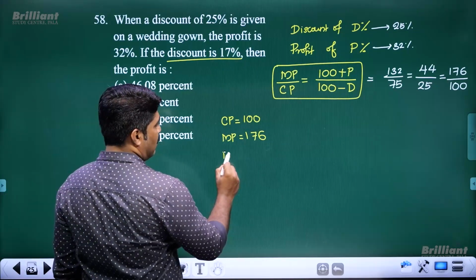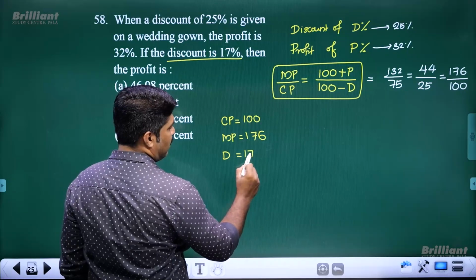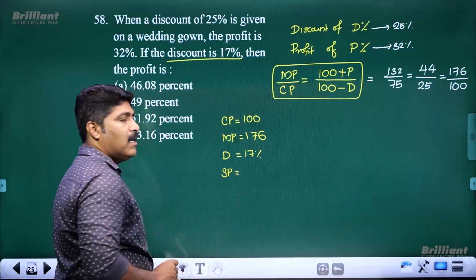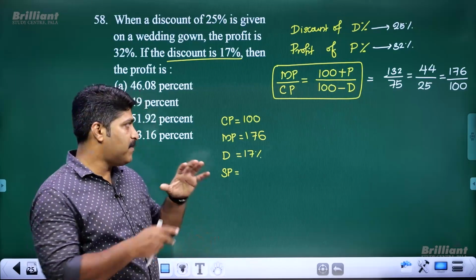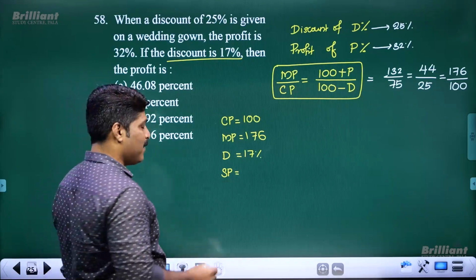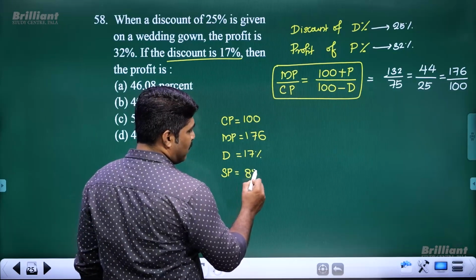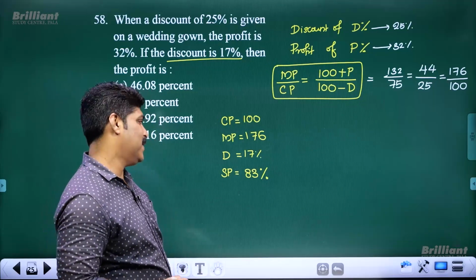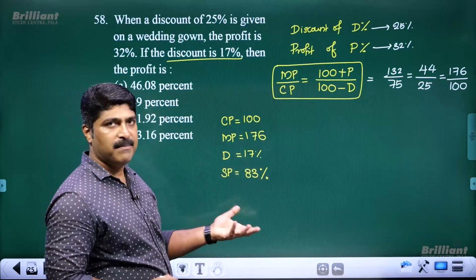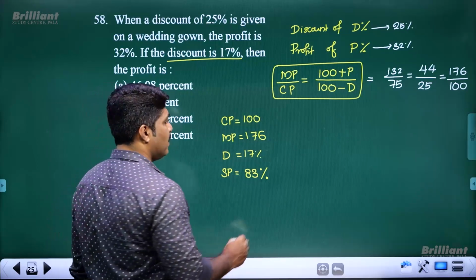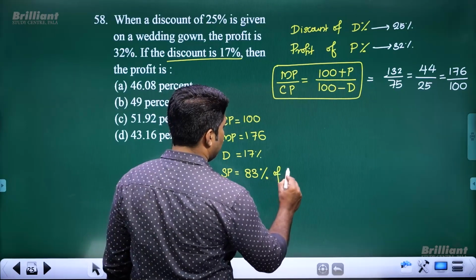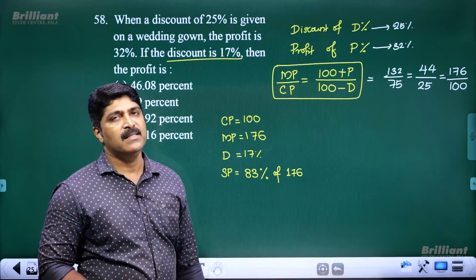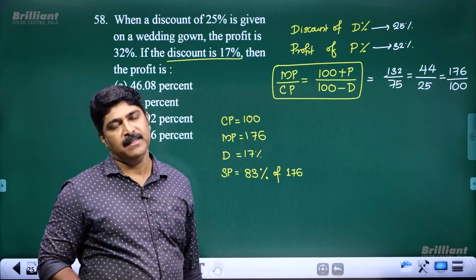Suppose if the discount is 17%, then what is the selling price? For the selling price, we just subtract 17% from the total 100% of the marked price. After 17% effect on the marked price, the rest becomes 83%. So we are deducting 17 from the total value, the rest is 83%. This is 83% of 176.